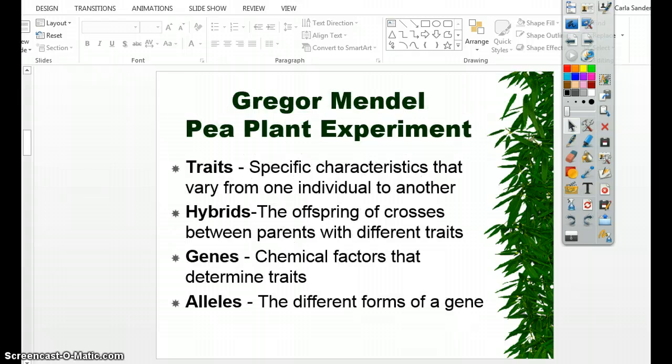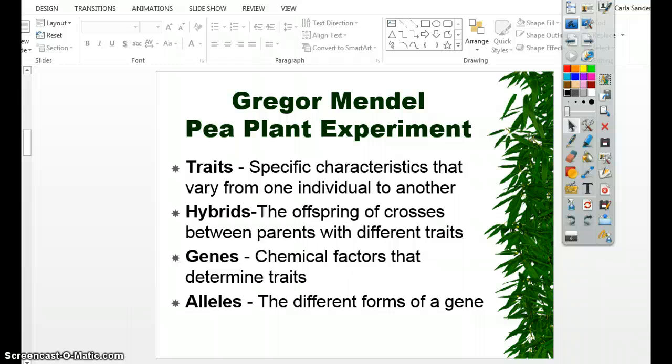Again, here are those terms again. Trait: specific characteristics that vary from one individual to another because you got them from your parents. Hybrids: the offspring of crosses between parents with different traits. Tall parent with a short parent, yellow with a green. Genes: chemical factors that determine your traits. They determine who you are. Your genes have that DNA, all those codes, the A's, the C's, the G's, the T's.